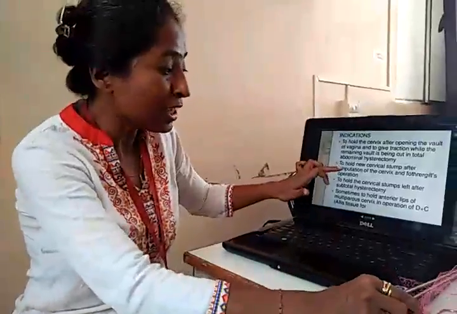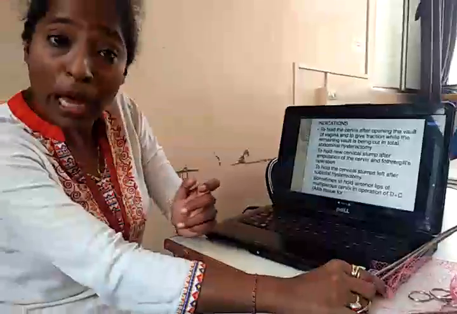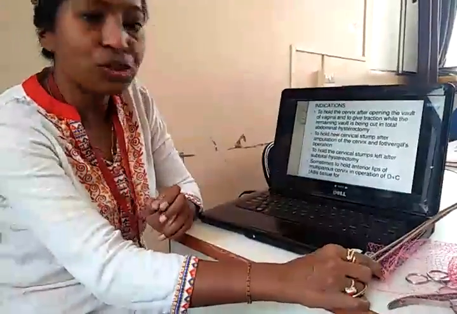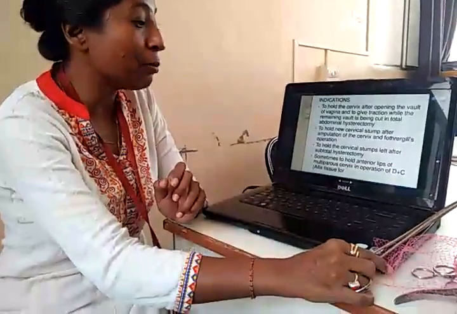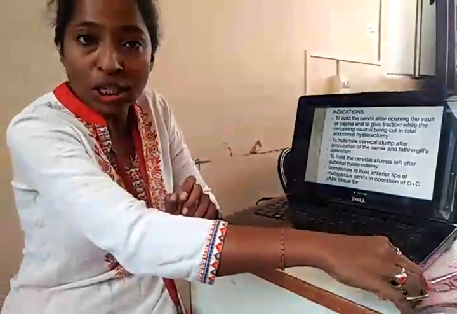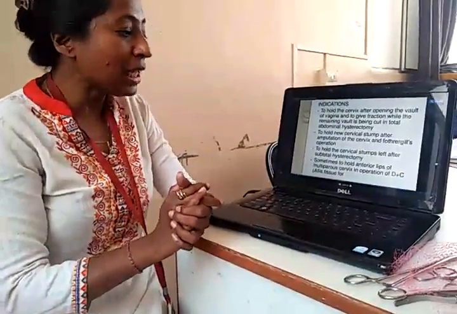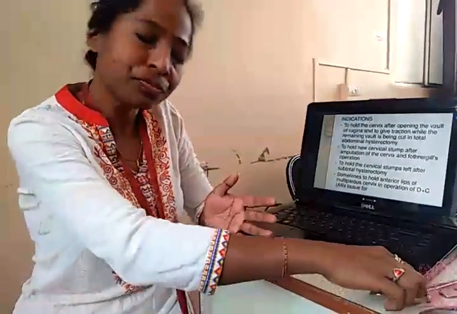It is used to hold the new cervical stump after amputation, that is removal of the part of the body of the cervix, in Fothergill's operation which is done in uterine prolapse, to hold the cervical stump left after subtotal hysterectomy, and sometimes to hold the anterior lip of the multiparous cervix in the operation of D and C. That is the use of this instrument, the vulsellum. Thank you.